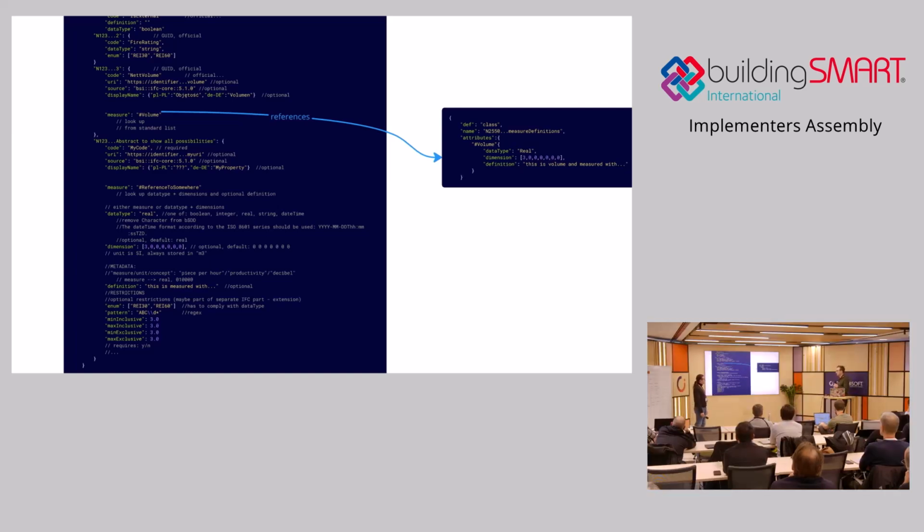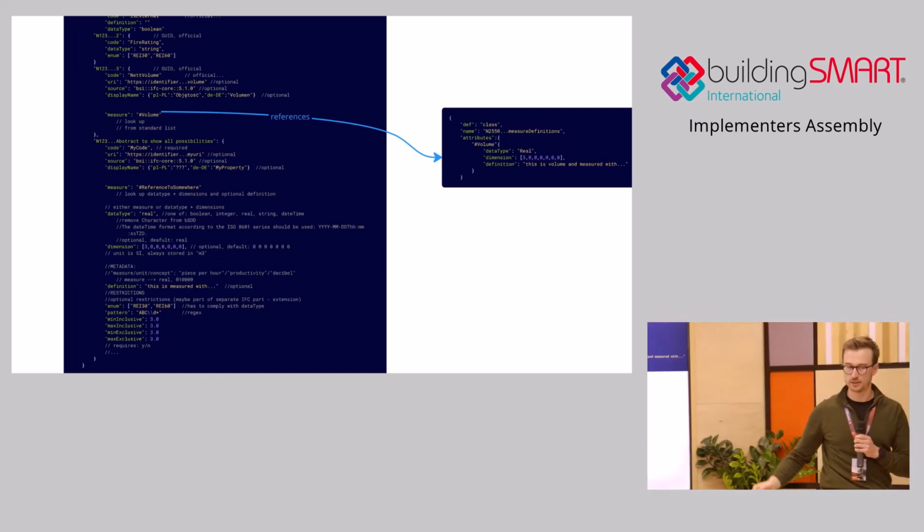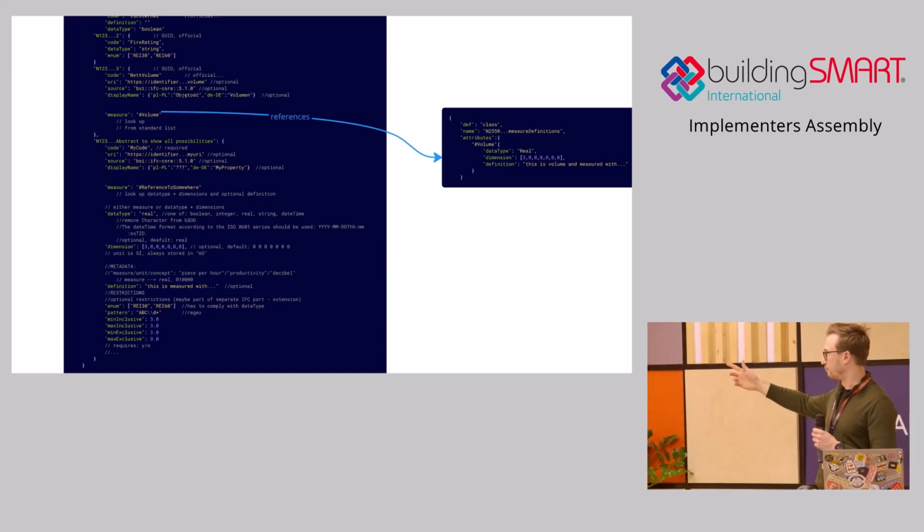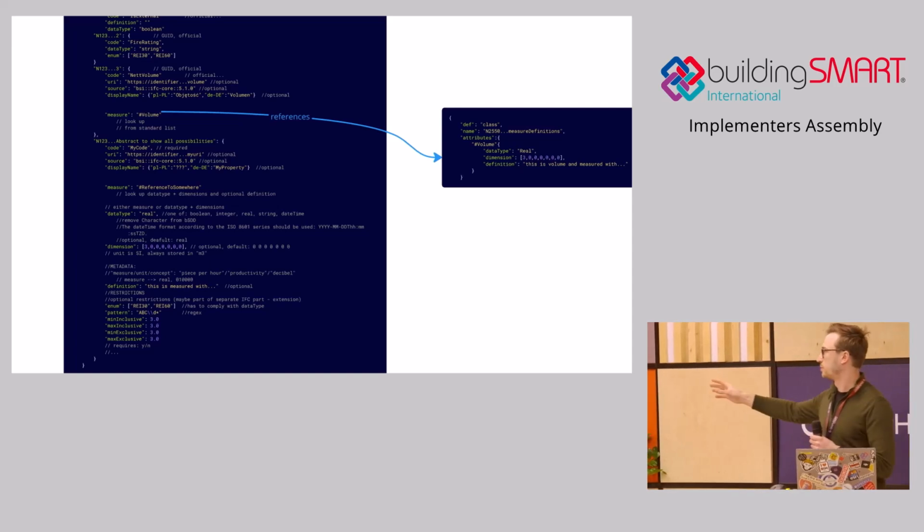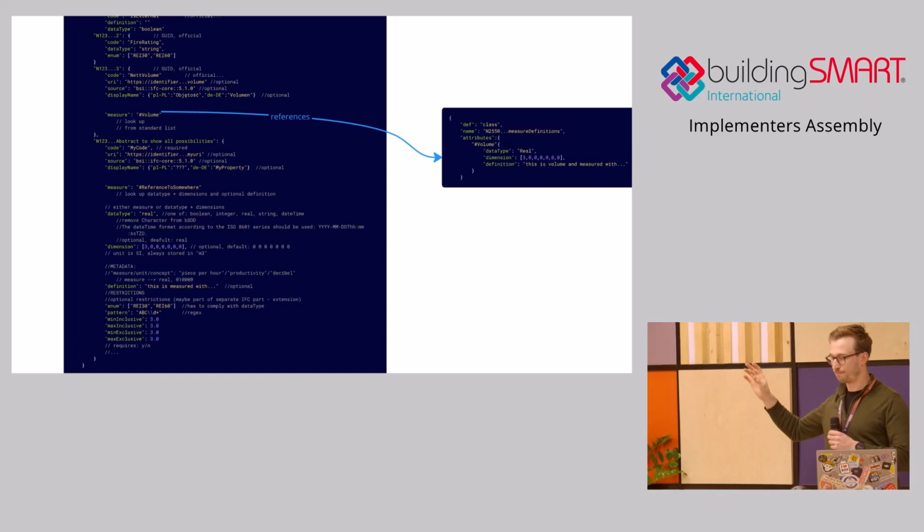Yeah, and this refers to both the property. So for example, here we have a net volume property, and the measures that describe what this property is, whether it's a length, or in this case, the dimension of 3. So this is like the volume, and those measures could be reused in the file.